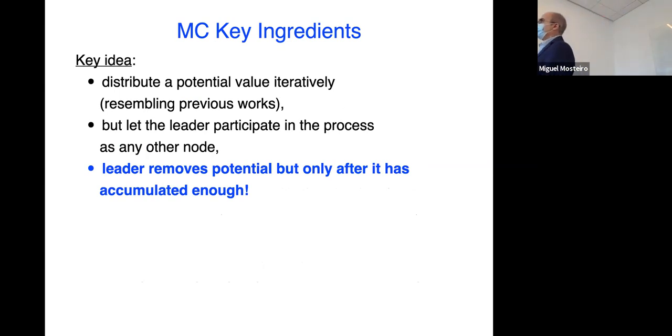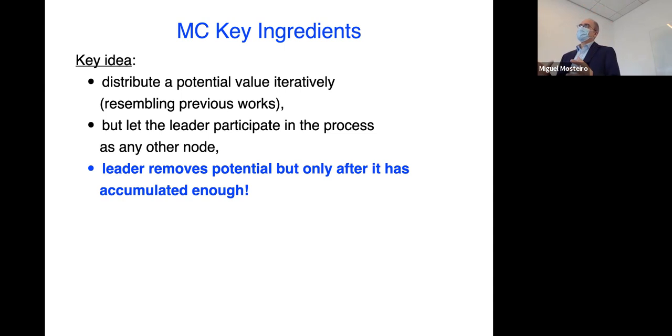The key idea, as I said, is to distribute the potential value iteratively. So nodes initially have a potential, it's just a value, 1 or 0. And they share fractions with their neighbors iteratively until they converge to some state. This is similar to previous works that have been done for this problem. But in previous works, the leader is a sink, collecting all the potential during these iterations. And the problem with that is that it's difficult to analyze because there is one distinguished node.